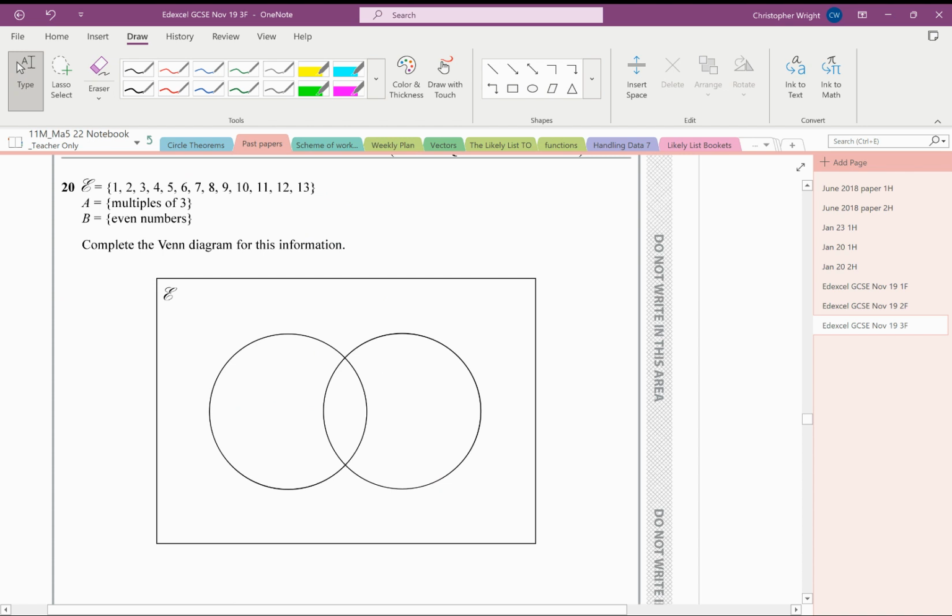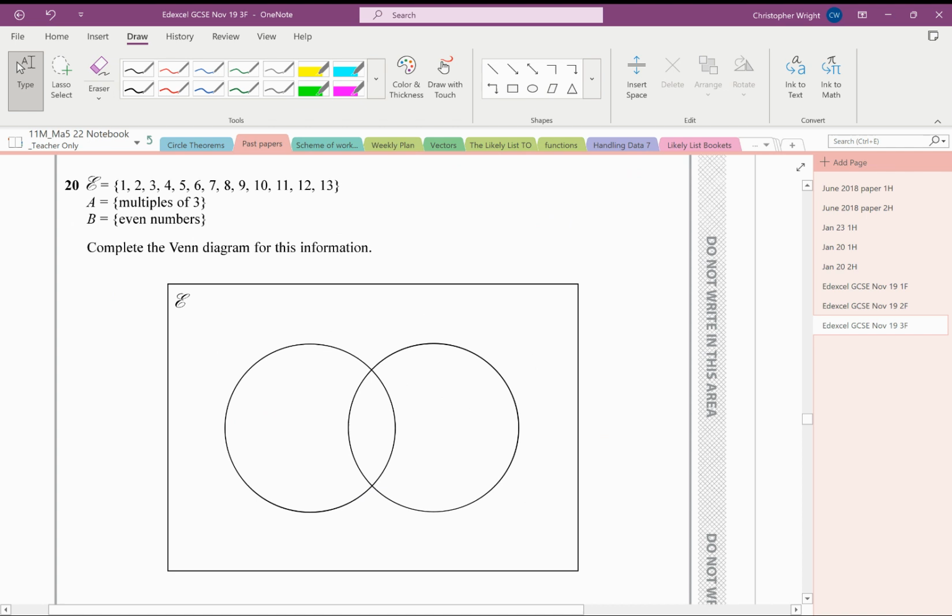Let's do number 20 while we're here, shall we? Okay, now the universal set is 1, 2, 3, 4, 5, 6, 7, 8, 9, 10, all the numbers from 1 to 13. A has got multiples of 3 in it, and B has got even numbers in it. Complete the Venn diagram, so I've got to fit everything in. Well, let's just write down what would be in A. A would have 3, 6, 9, and 12. B is going to have all the even numbers, so it's going to have 2, 4, 6, 8, 10, 12.